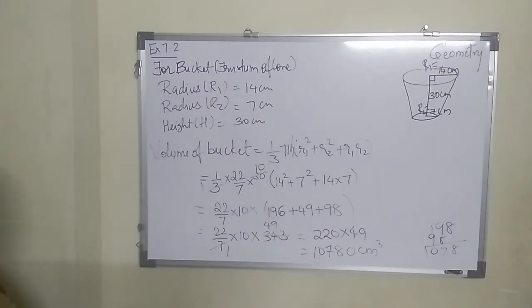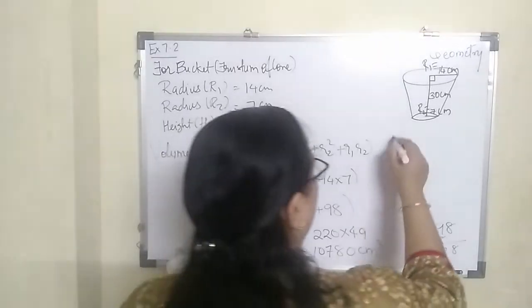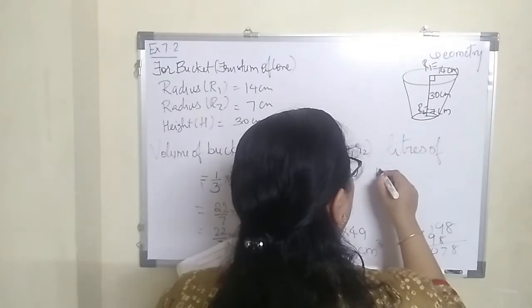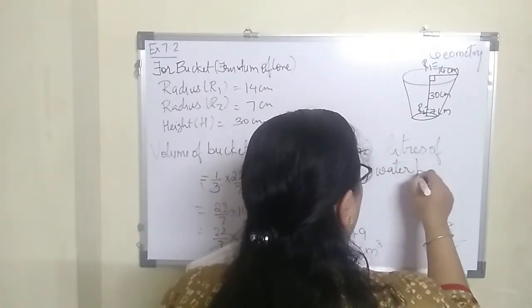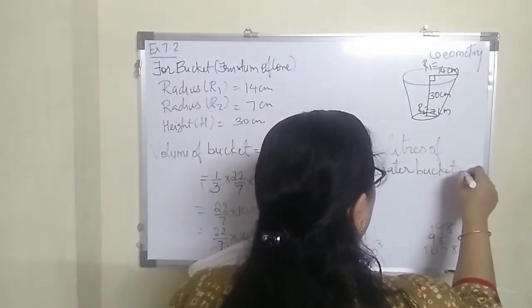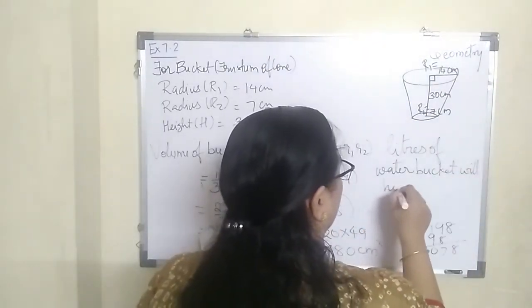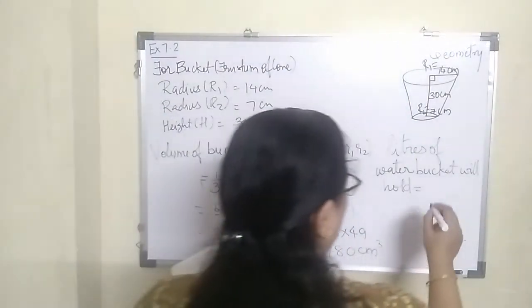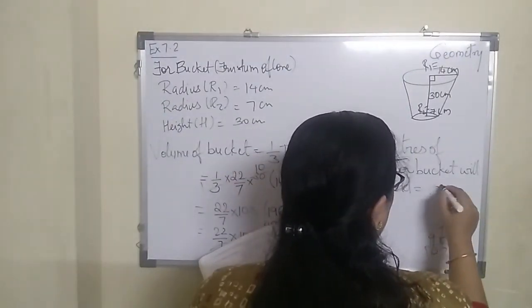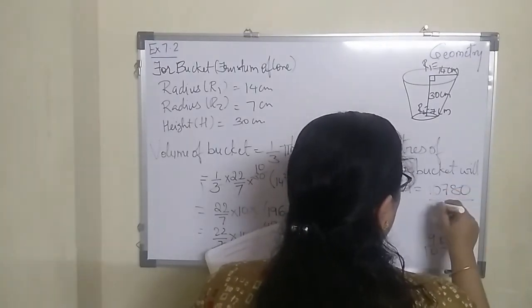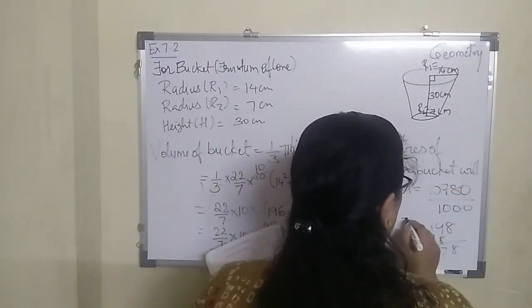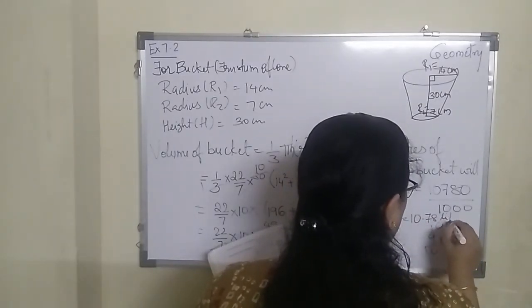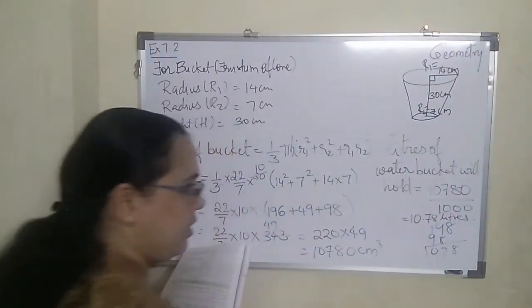How many liters of water will the bucket hold? Equals 10780 divided by 1000. So that is 10.78 liters. Is that very clear?